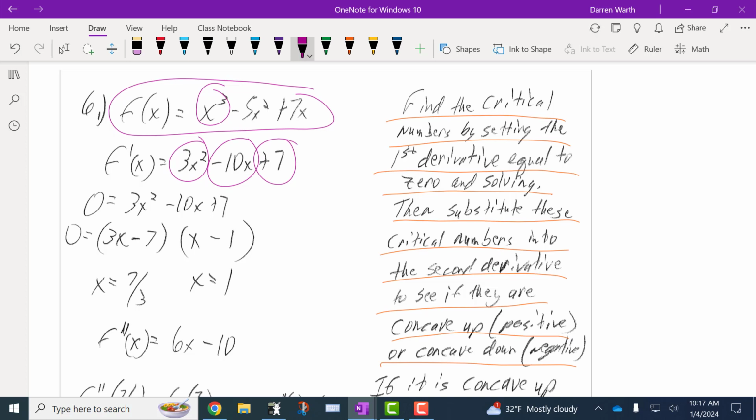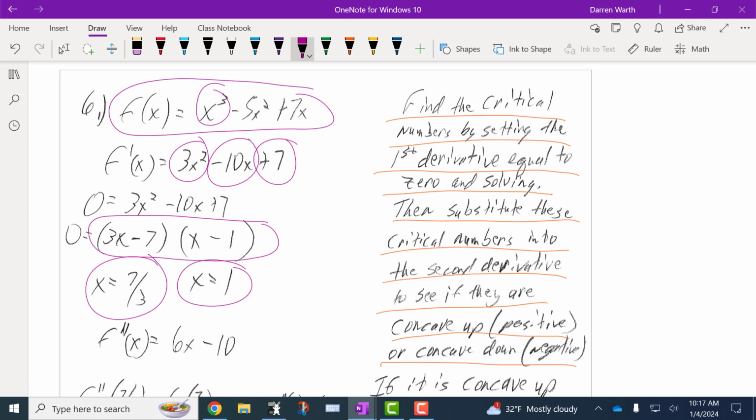So I got 3 and 1 for my first ones, negative 7, negative 1 for my last ones. And so that's going to factor down to 3x minus 7 times x minus 1. I set 3x minus 7 equal to 0, and I solve to get x equals 7/3. I set x minus 1 equals 0, and solve to get x equals 1. So those are my two critical numbers.